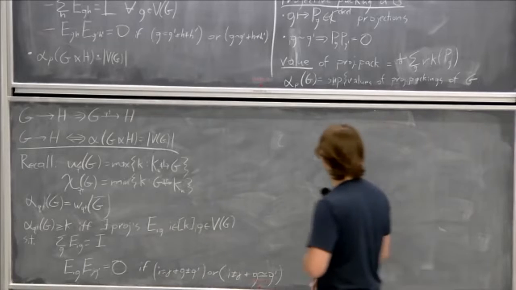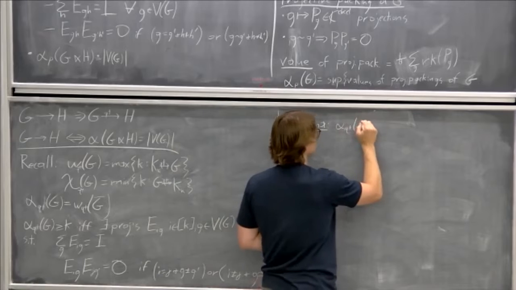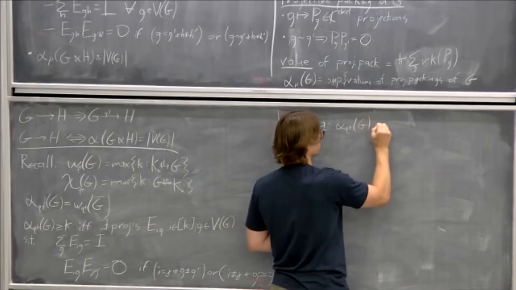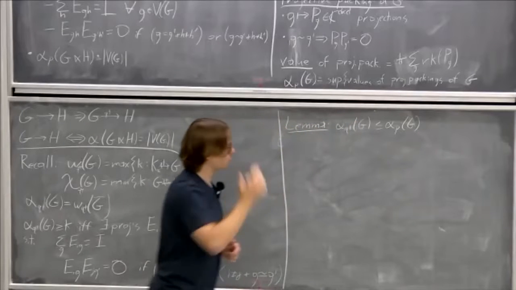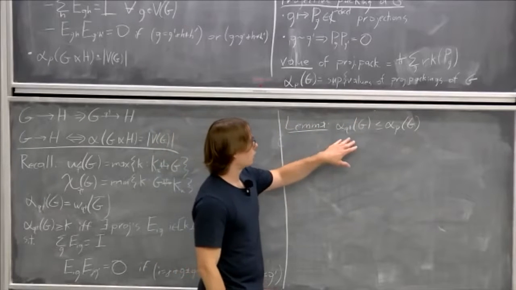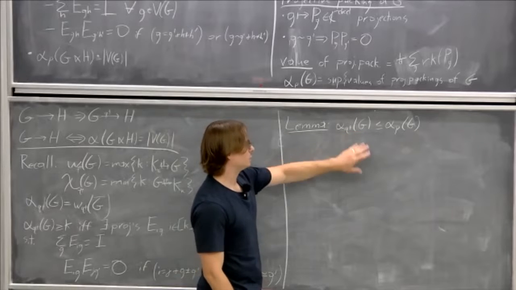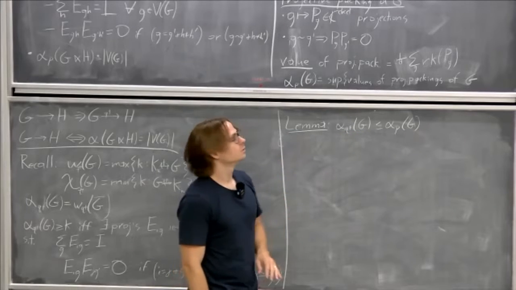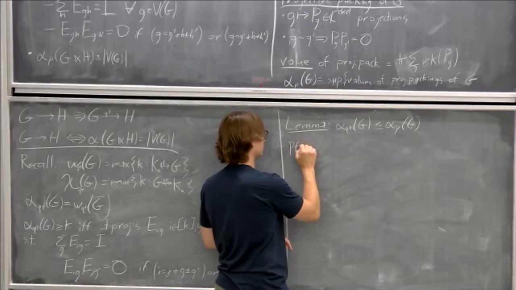And actually there is. In fact, the quantum independence number is less than or equal to the projective packing number. I can be a little more precise: there's always a projective packing of G with value equal to the quantum independence number of G. And the proof is not hard.